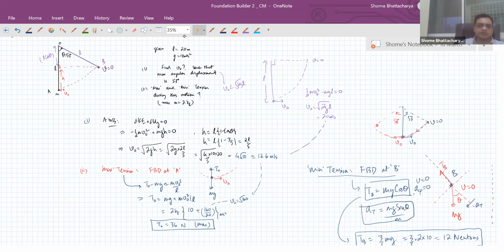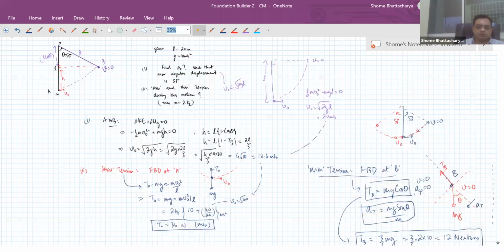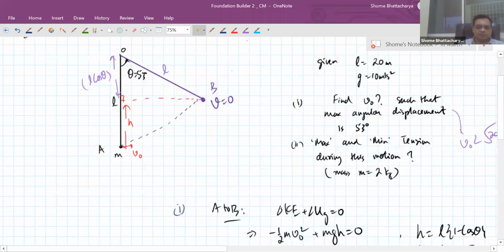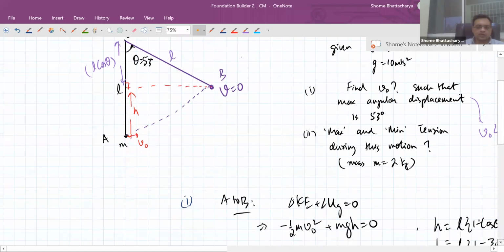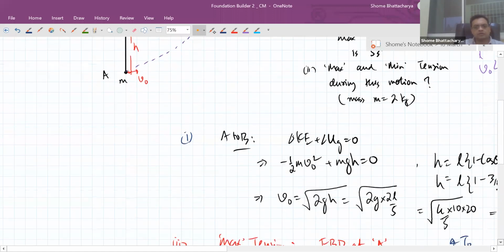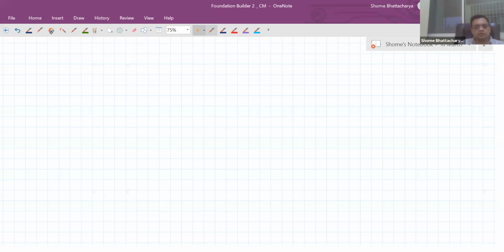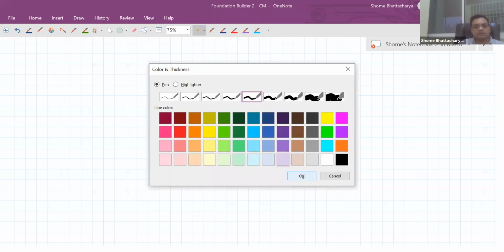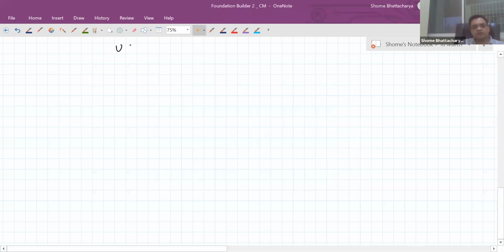Right, so people, I'm assuming this question is fully clear. Okay. So next we move on to the even more interesting part of vertical circular motion. So now let's see what happens when we give a speed at the bottom of greater than root 2 gL. Last time we had seen that for root 2 gL, the angular displacement is 90 degrees.